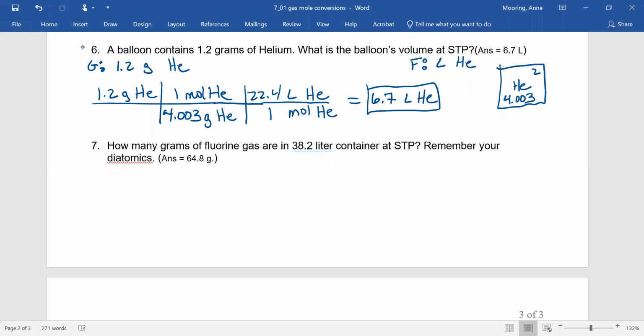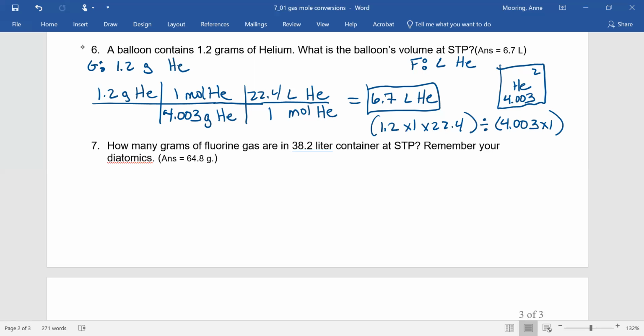Now, in terms of how you plug this into your calculator, you would plug in 1.2 times 1 times 22.4, everything on the top. Make sure you use parentheses, and then divided by 4.003 times 1 to get the answer. Now, anytime you have ones, you can omit it, but I wanted to show the ones there so that you understand the logic. Everything across the top in parentheses divided by everything across the bottom in parentheses.